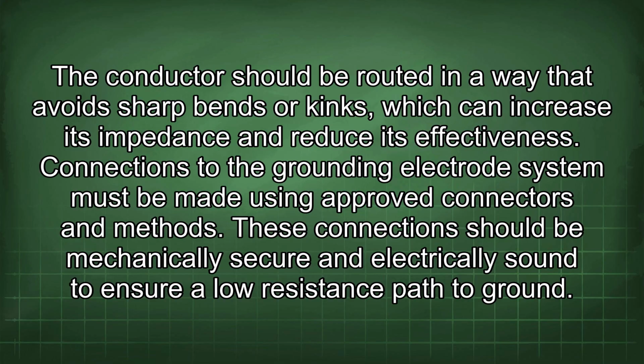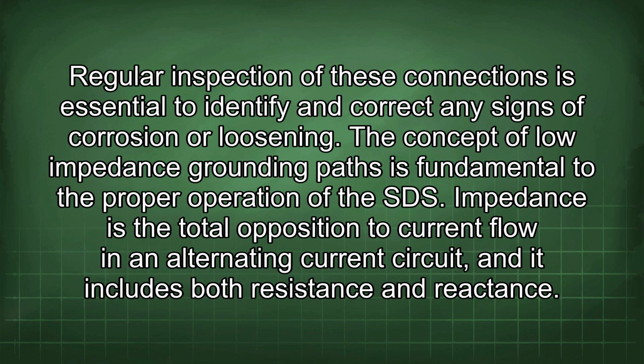Connections to the grounding electrode system must be made using approved connectors and methods. These connections should be mechanically secure and electrically sound to ensure a low resistance path to ground. Regular inspection of these connections is essential to identify and correct any signs of corrosion or loosening.